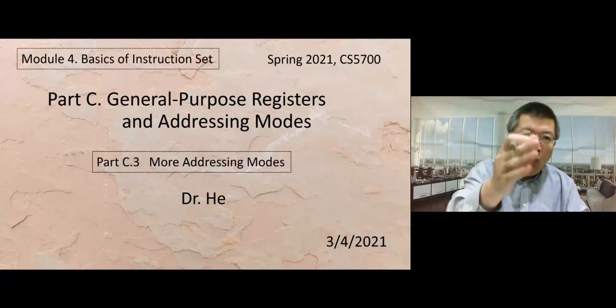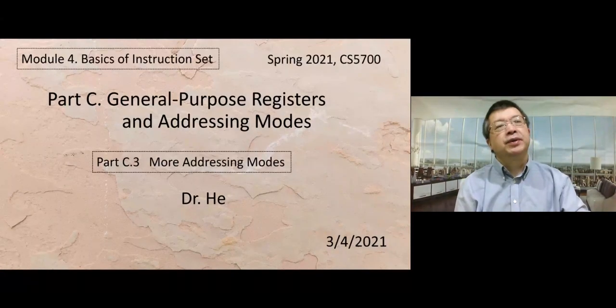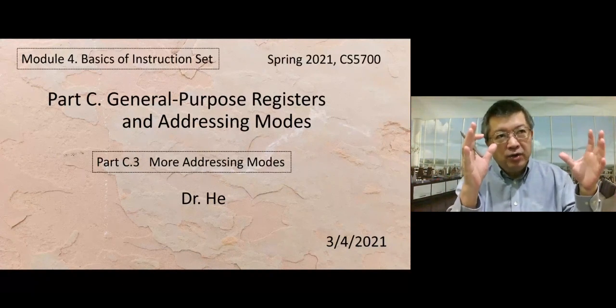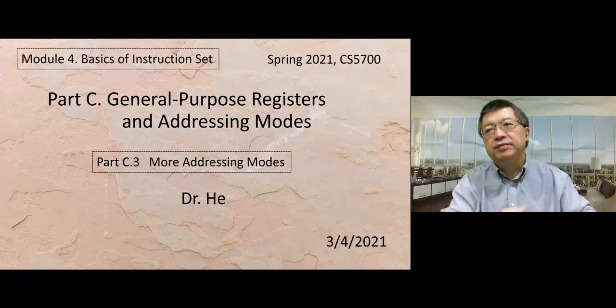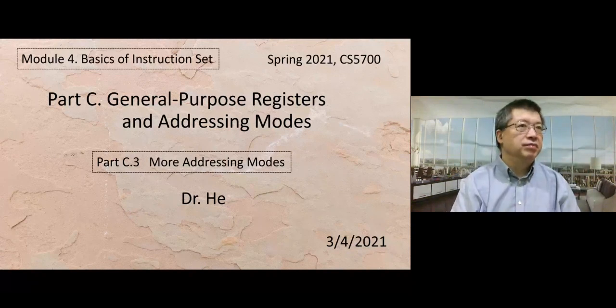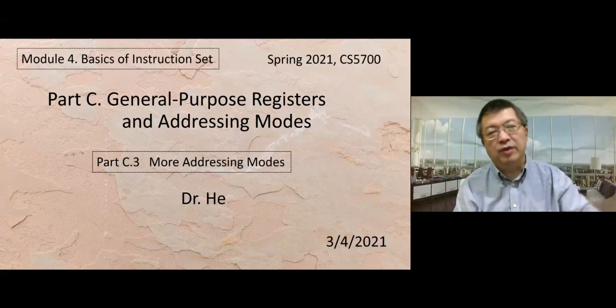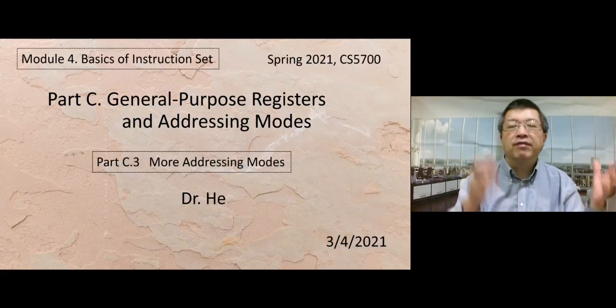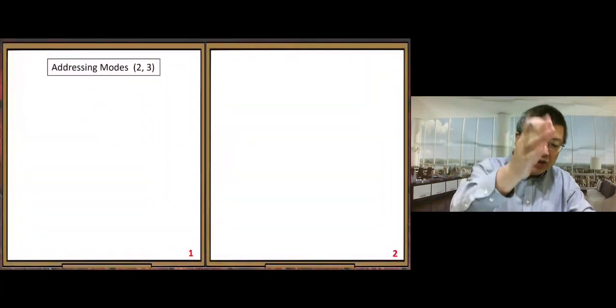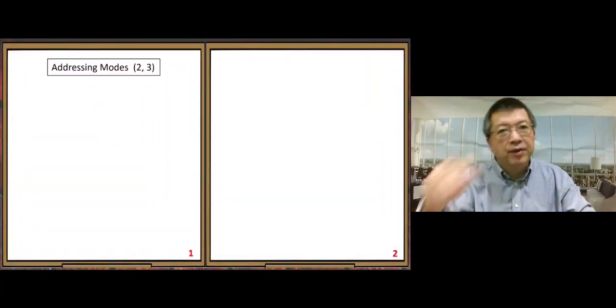C.3, more addressing modes. Most of the addressing modes we will cover here. We will cover 5 different addressing modes. In the previous video, we covered the first one. So in total, we have 6 addressing modes. All right, addressing modes number 2 and number 3.